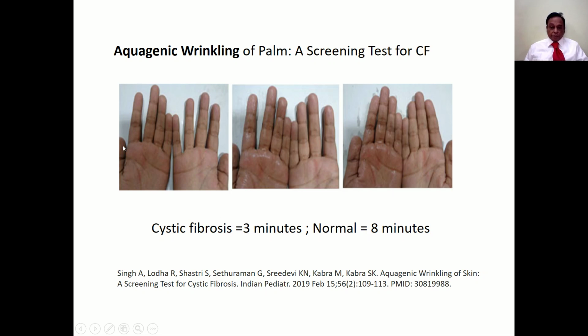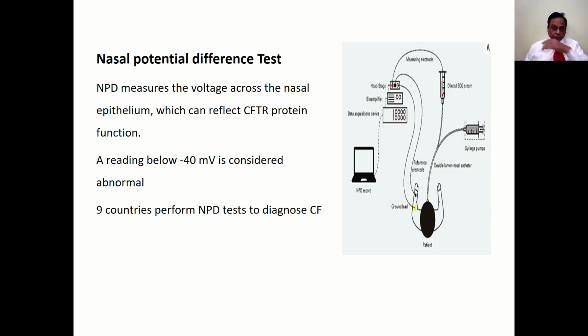In all three diagrams, the left one is normal, and they compare left and right. So you look at the left one, and here the wrinkling becomes more and more. That is why they make a diagnosis with it.